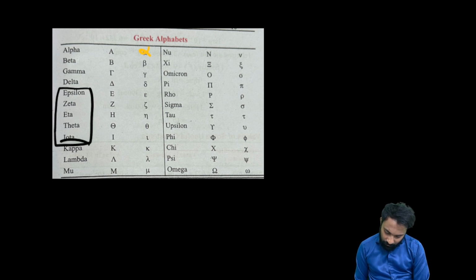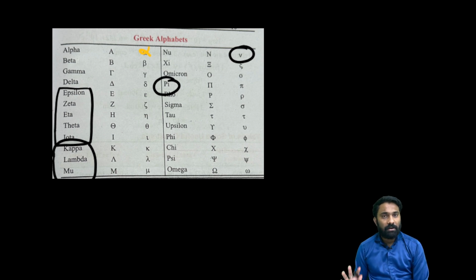This kappa we will use: kappa, lambda, mu. Clear? This kappa we are going to use in electrochemistry. It will play a very crucial role in the electrochemistry chapter. Kappa is K, then lambda and mu. Clear? Mu. Next one is nu. This nu also we are going to use. And the next one, pi, we know, and the remaining we are not going to use in our chemistry. Clear?